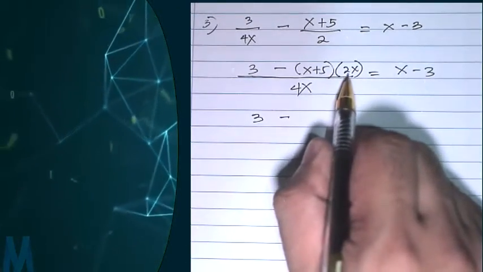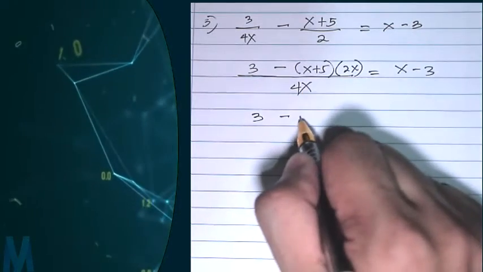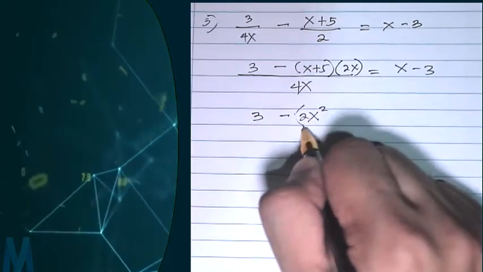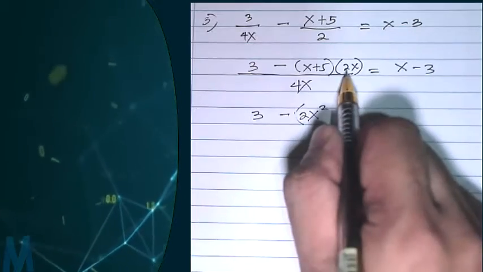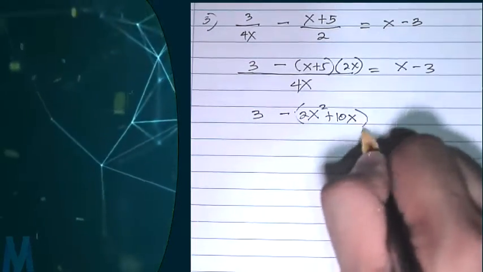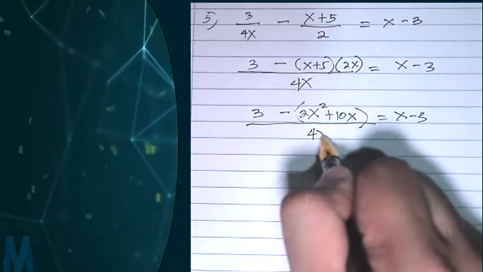minus, so by distributive property, 2x times x is 2x squared. Enclose it in parentheses. 2x times x is 2x squared. 2x times 5 is 10x is equal to x minus 3 over 4x.